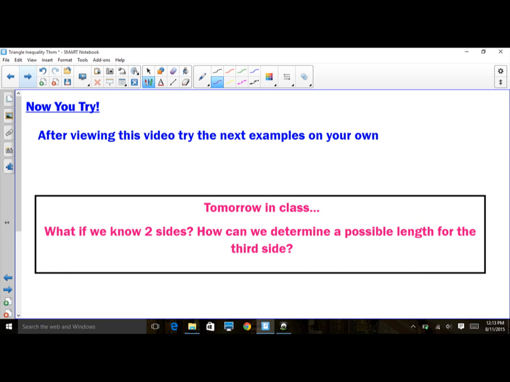And just a little looking ahead for tomorrow in class, now that we know if 3 sides determine a triangle, we're going to have to deal with this: if we know 2 sides, how can we determine a possible length for the 3rd side? So we're going to be dealing with the unknown tomorrow, so you really want to brush up on the triangle inequality theorem today.